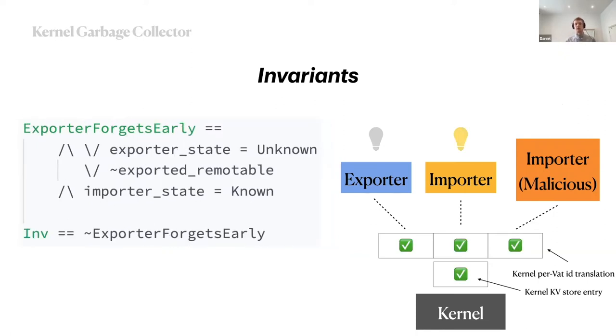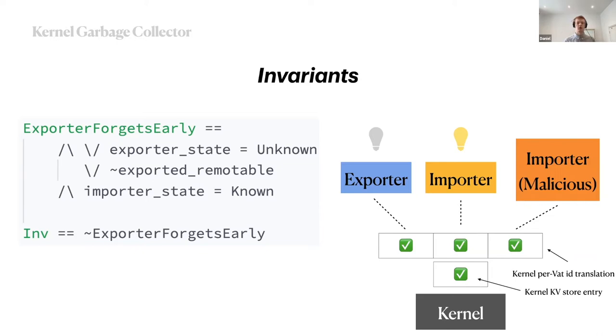We can also specify some failure conditions, so things we want to avoid. So here on the left, there's an invariant, exporter forgets early, which we can see has 3 variables: exporter state, exported remotable, and importer state. And what we want to check is that no exporting VAT drops an object before an importing one, because an exported object can only be created once. So if an importer was able to access it and an exporter had dropped it already, then if an importer then referenced it in a message to the exporter, it would not be able to handle the message. So we can see that this invariant is captured in an extremely small operator.